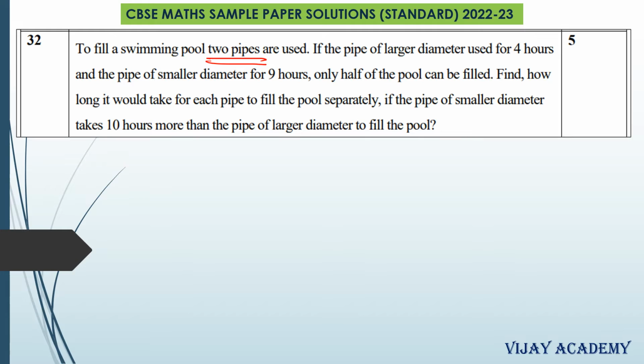And if the pipe of larger diameter is used for 4 hours, so one of the pipes is used for 4 hours, and the pipe of smaller diameter for 9 hours, so the other pipe is used for 9 hours, only half of the pool can be filled. So two pipes, one is used for 4 hours and the other is used for 9 hours. Both the pipes together can fill half of the pool.